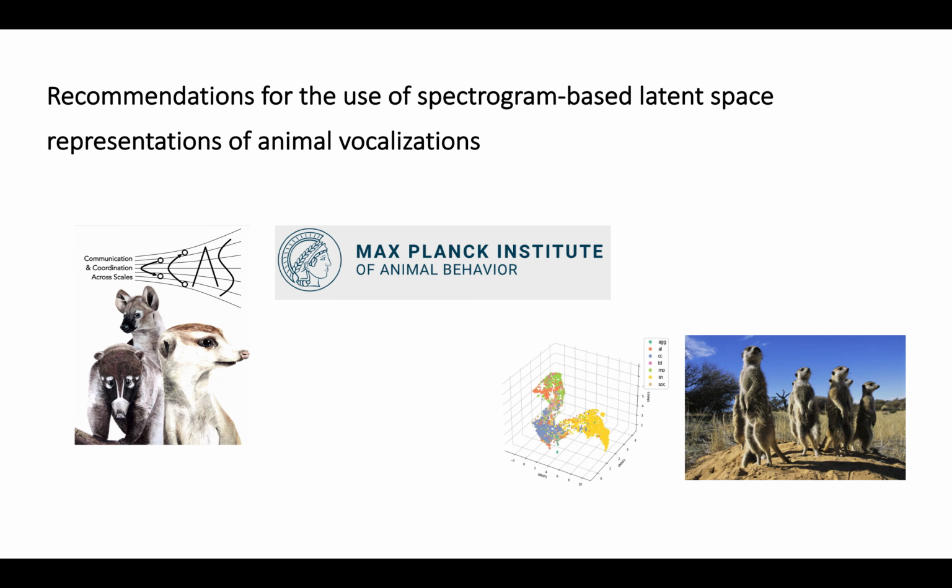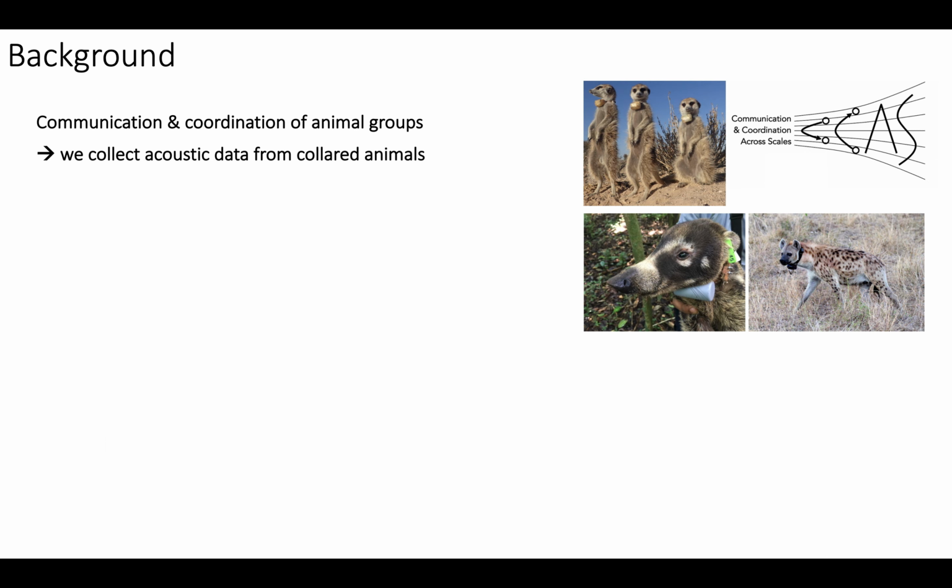Today I'll talk about how we use spectrogram-based latent-space representations to study animal vocalizations. We are interested in how animals use vocal communication to coordinate themselves as a group. We do that by putting GPS and audio collars on wild animals and basically record every move they make and every sound they emit. So far we've collected data from meerkats, coatis, and hyenas.